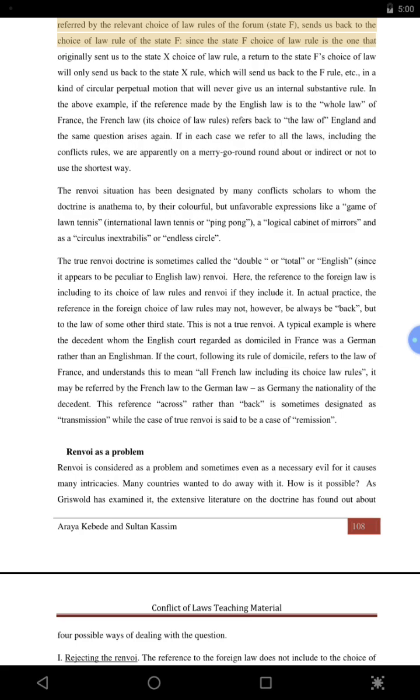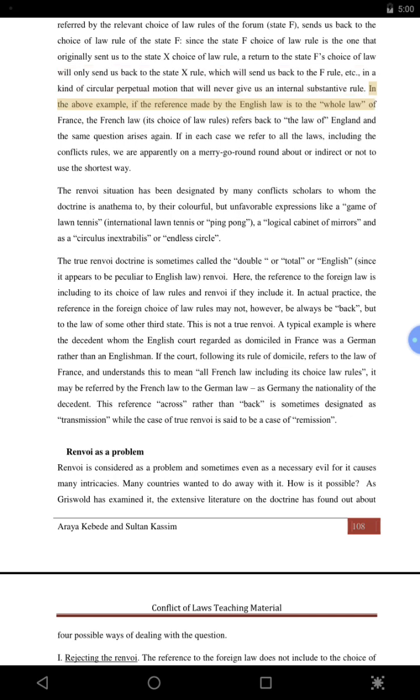referred by the relevant choice of law rules of the forum, state F, sends us back to the choice of law rule of state F, since the state F choice of law rule is the one that originally sent us to the state X choice of law rule. A return to the state F's choice of law will only send us back to the state X rule, which will send us back to the F rule, etc., in a kind of circular perpetual motion that will never give us an internal substantive rule.